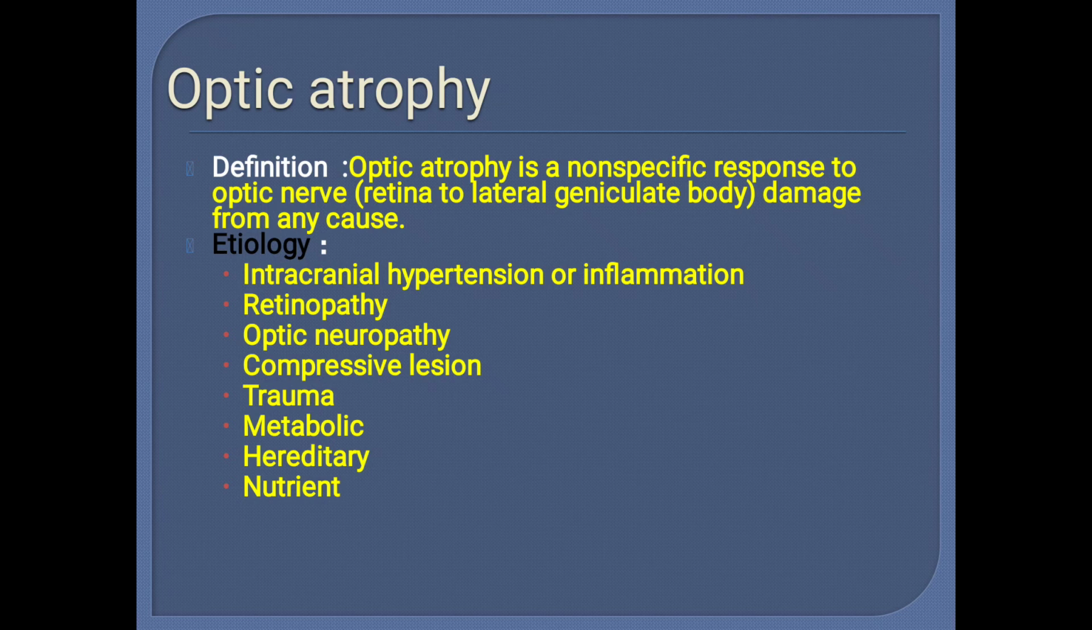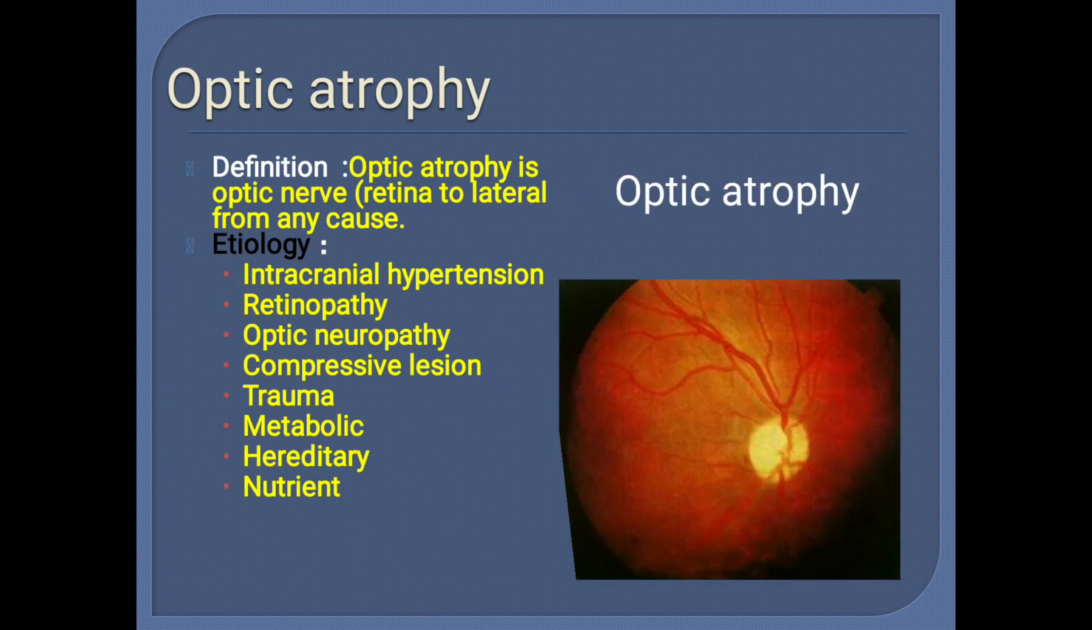So basically optic atrophy is a non-specific response of the optic nerve to damage from any cause, and the reasons are like glaucoma or optic neuritis or retinopathy. There are so many lesions, or there is any compression of the optic nerve, or there is trauma to the optic nerve. These all can cause optic atrophy.